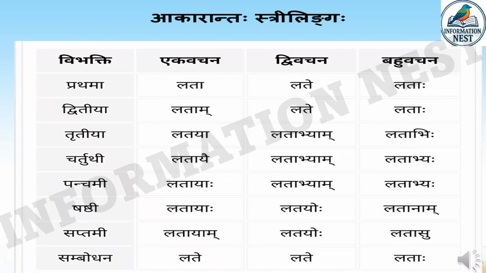Again, notice the middle column. Latabhyam repeats 3 times. In Sanskrit grammar, the dual forms are often your best friends because they repeat so much. Moving on to the next Vibhakti, Shashti, the of case, to say the color of the creeper, we use the sixth case, Latayaha.